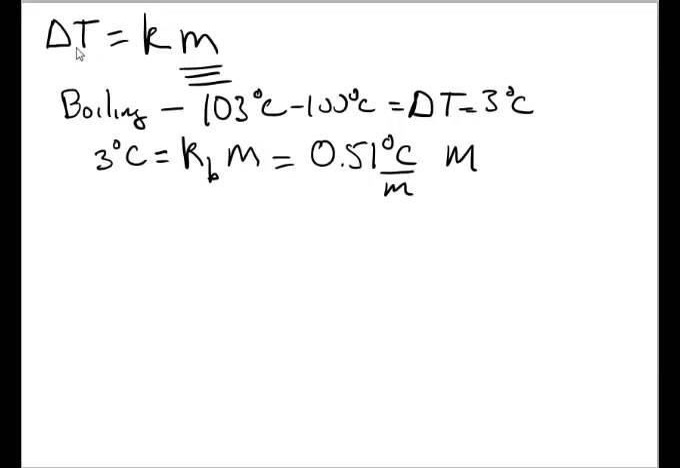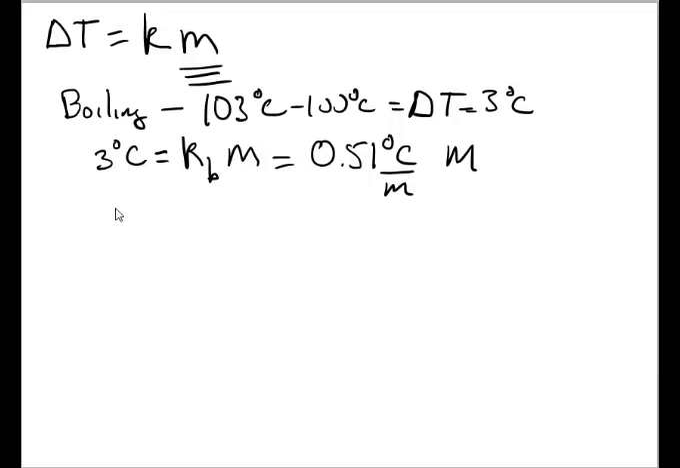The change in the temperature is equal to a constant that's specific to that solvent times the molality of whatever we dissolve in that solvent. Normally, water boils at 100 degrees. It's now boiling at 103 degrees, so the delta T is 3 degrees C. 3 degrees C is equal to the constant, which is 0.51 degrees C per molal, times the molality. And what we don't know here is the molality. So we're going to solve for the molality of the solution, and then we're going to plug in the value for freezing, and we're going to calculate what the freezing point will be.